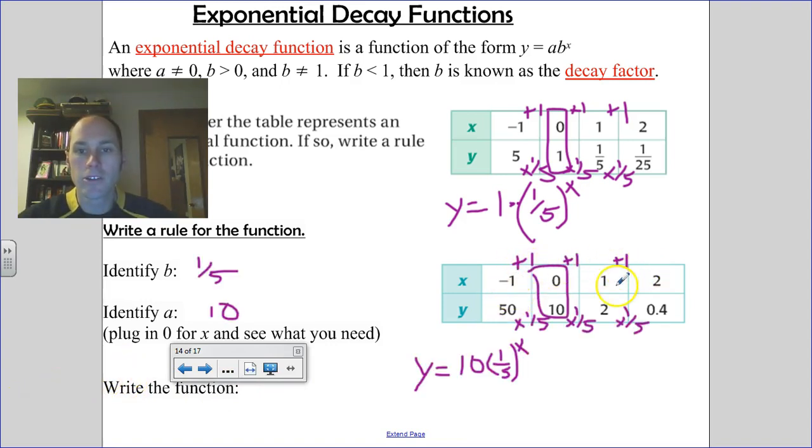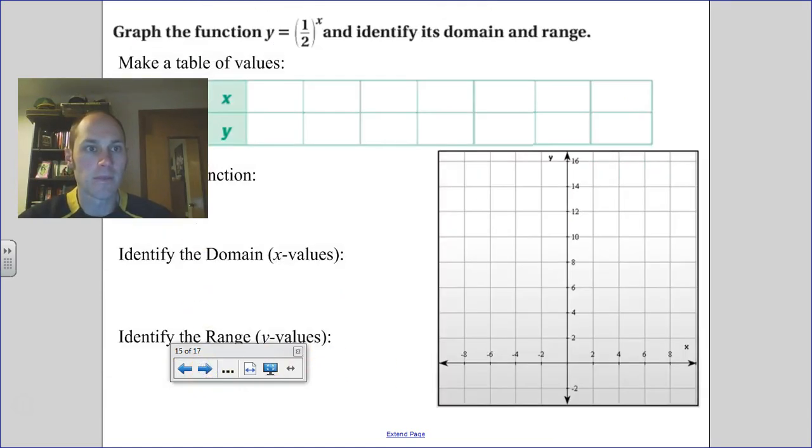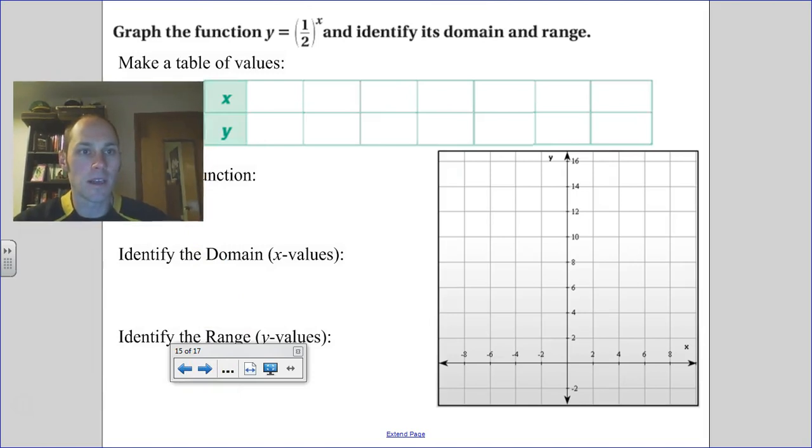As my x values increase by 1, my y's decrease by a factor of 1/5 each time. If I forget what that fraction is that I'm multiplying by, notice I'm dividing by 5. Dividing is the same as multiplying by the reciprocal. So my b value is 1/5 and my a is 10 because that's my intercept. So 10 times 1/5 to the power of x. Let's take a look at what this function looks like.